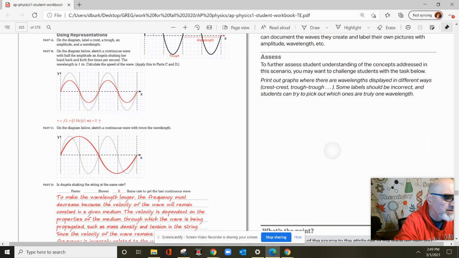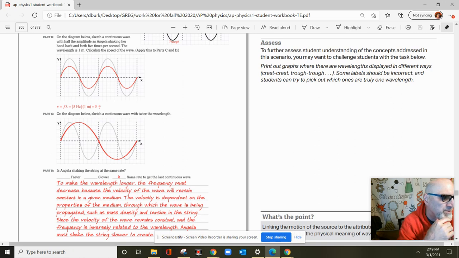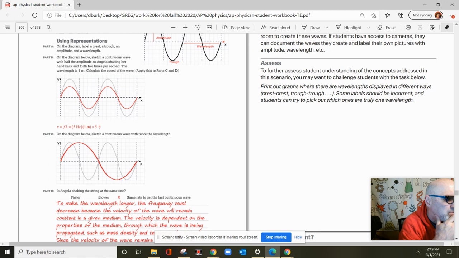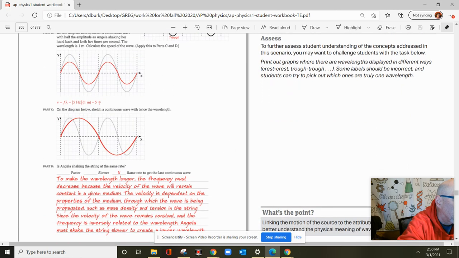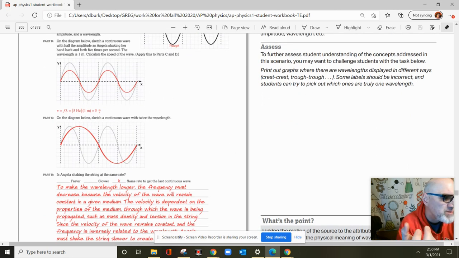Continuous wave with twice the wavelength. So you can see here, we have the same amplitude. We're going up to 6 on the y-axis, but now instead of the wavelength being 10 units, now it's 20 units on the graph paper. I'm sorry, I skipped the part where we calculated the speed. They did the wavelength, which is 1 meter, times the frequency, which was 5 hertz. How did they get that? Oh, it was given: 5 times per second is 5 hertz. So wavelength times frequency is the same as distance over time, distance over period. So that'll be 5.